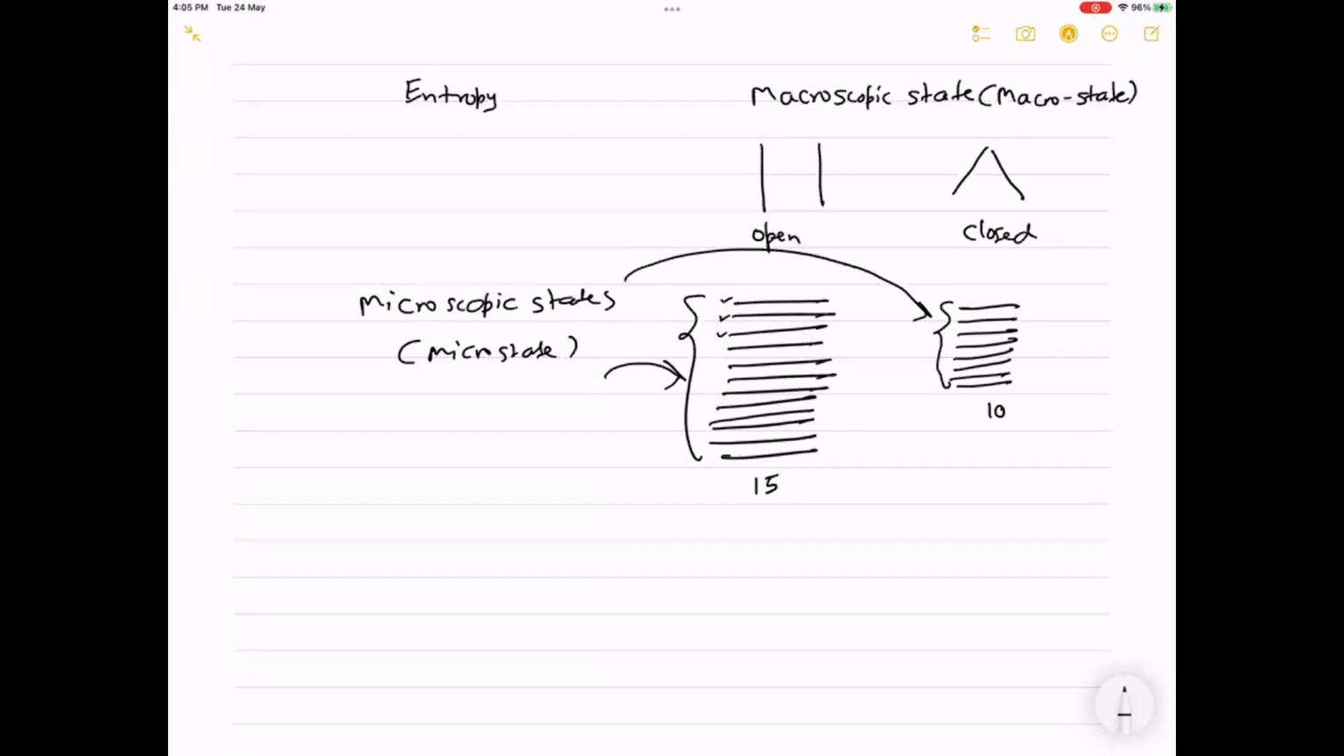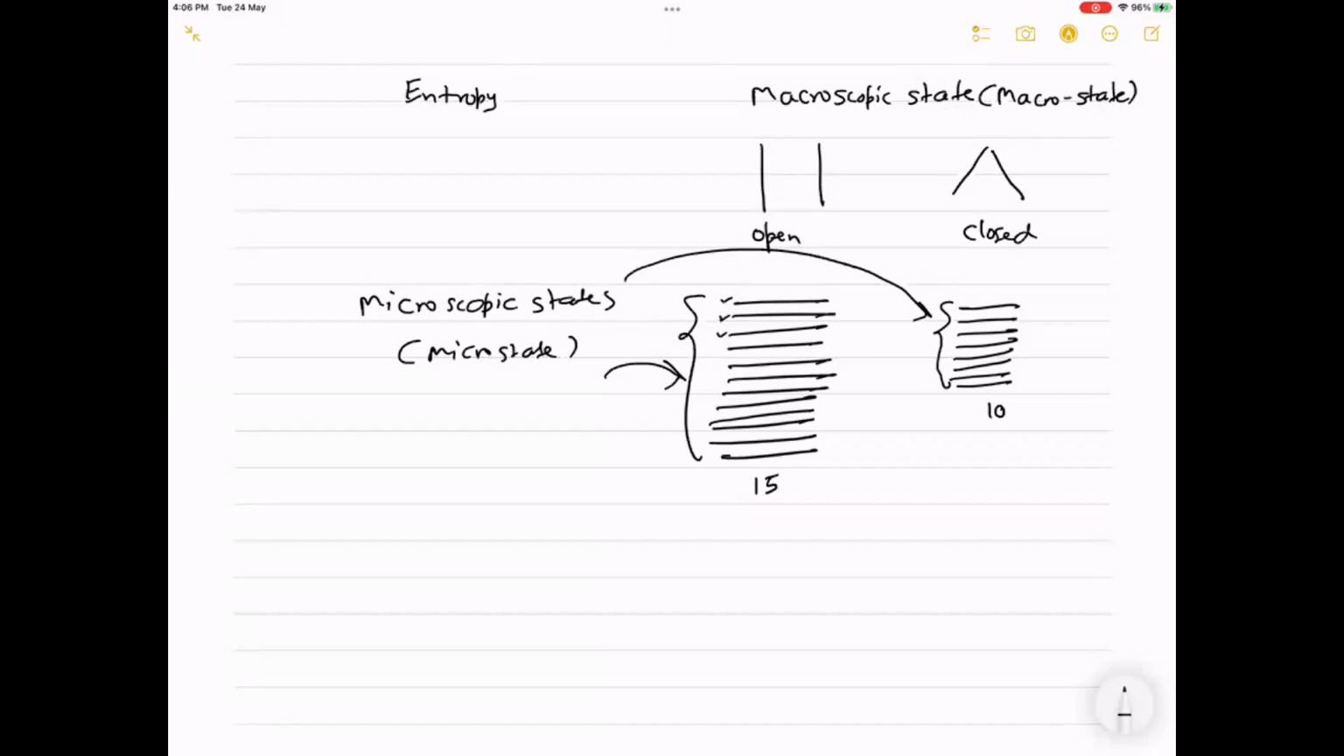Anyone? Will the open one have a higher entropy, or will the closed macroscopic state have a higher entropy? Please raise your hand. Yes, go ahead. The open one. Sorry? The open one will have higher entropy. That is a correct answer. But why? What is the reason for that, Nayantara?